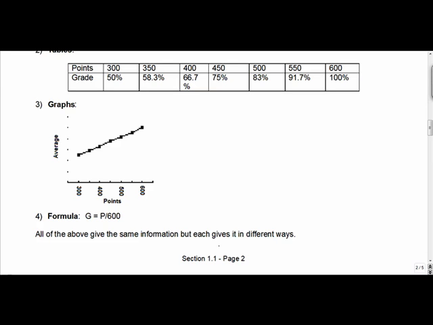Or we could do a formula, and our formula might be G equals P over 600. Now that would give us a decimal, so instead of, say, 50%, it would give us 0.5, but we could state that as the formula. So all of the above will actually give the same information, but each gives it in a slightly different representation.